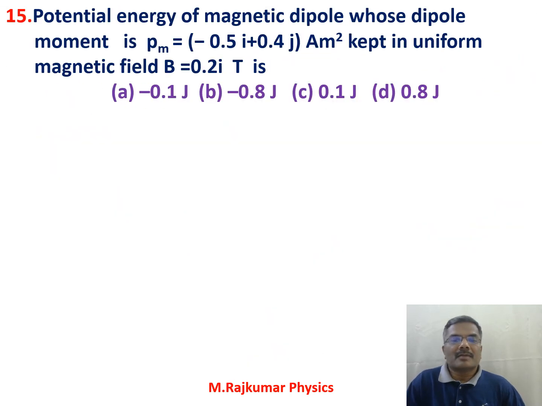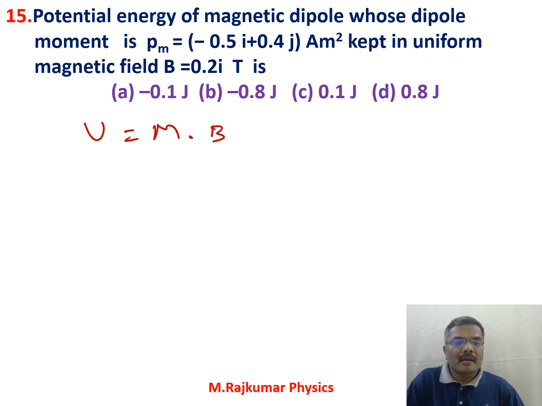Okay, we go to the next problem. Here, the 15th problem, the last problem. The potential energy of a magnetic dipole whose dipole moment is Pm equal to minus 0.5 I plus 0.4 J ampere meter square, kept in a uniform magnetic field B equal to 0.2 I Tesla. So potential energy of the magnetic dipole, what is the formula? You know. How will you find it out? Potential energy U will be equal to M dot B.